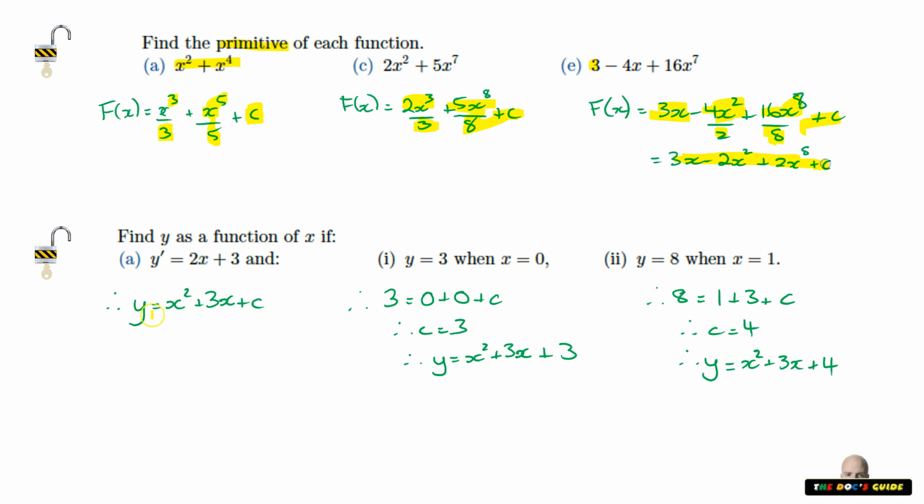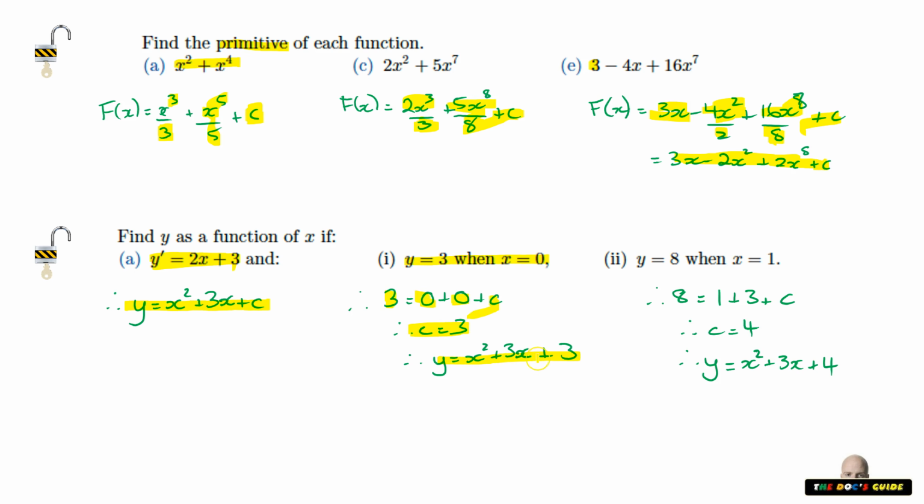Now, for the next example, we're given the differential and we're asked to find y as a function of x. So it's just another way of them asking for us to find the primitive. So the primitive is, applying our rule, x squared plus 3x plus c, and if they give us some information, we can find c. So if y equals 3 when x equals 0, put in our values of x as 0, and we can see that c must equal 3.